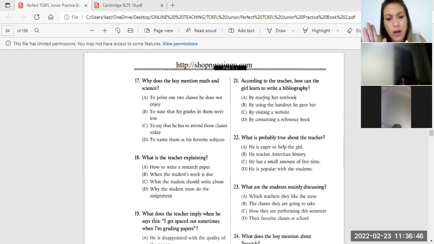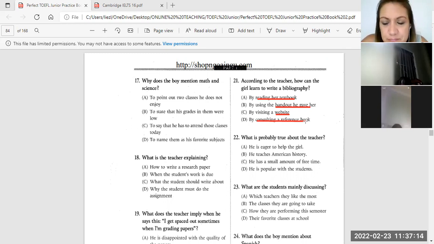Bibliography is after a project or a task, you have to write your resources at the end of the task, how you got to your answers, okay? Now the teacher is saying she needs to read her textbook, use the handout he gave her, look on a website, or consult a reference book. Let's listen to what the teacher is saying about the bibliography.